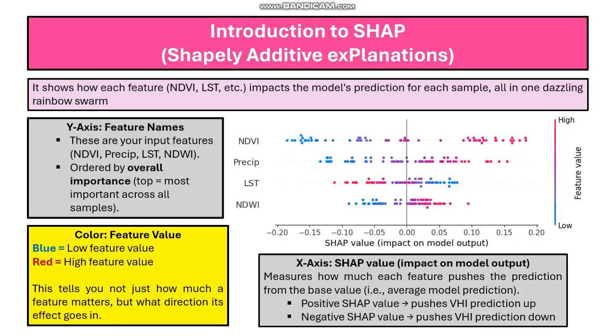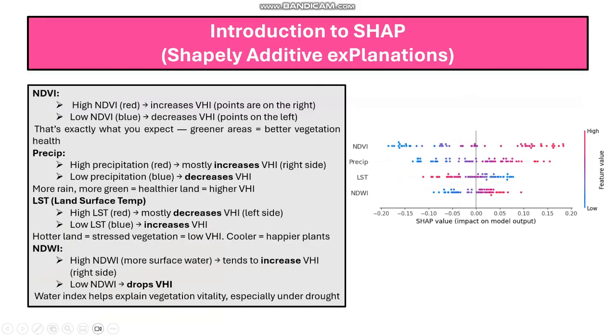So it tells us how much a feature matters and in what direction the effects are going. For our prediction, we can see that high NDVI, the red, increases the VHI, as these are on the right. And if the NDVI values are low, they decrease the model prediction, or decrease the VHI values. That's exactly what you expect, right? The greener areas are supposed to have better vegetation, so they are supposed to be less prone to drought.